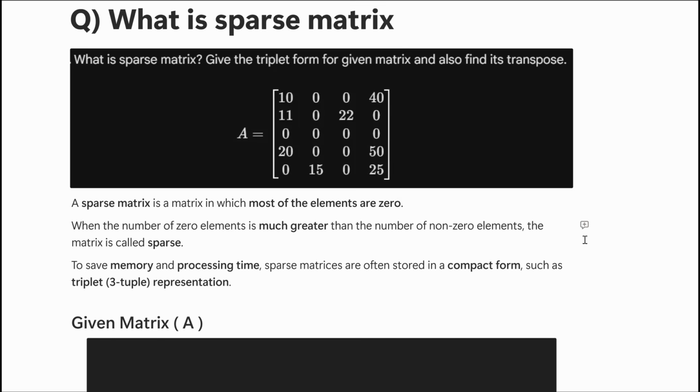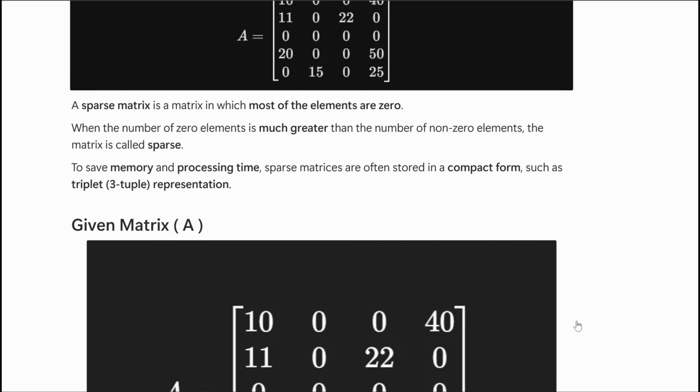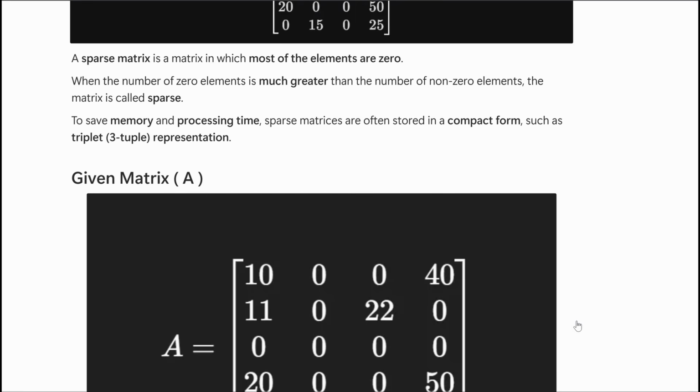A sparse matrix is a matrix in which the number of zero elements is much greater than the number of non-zero elements. If most of the values are zero, storing all the elements wastes memory. So we use a special representation called triplet representation. A matrix is called sparse if zeros are more than non-zero elements.